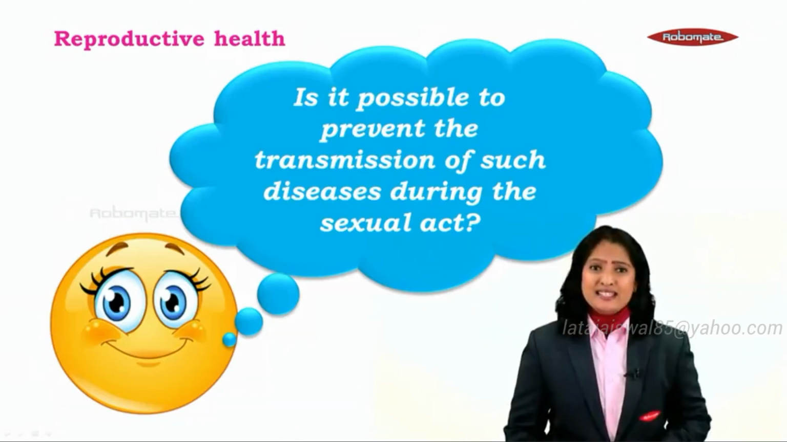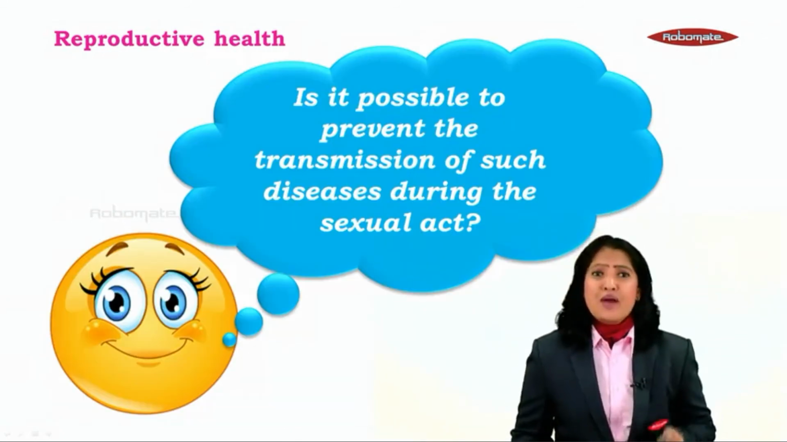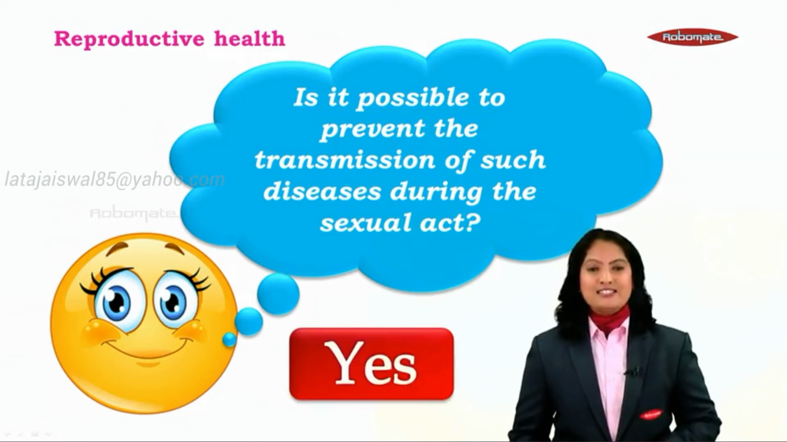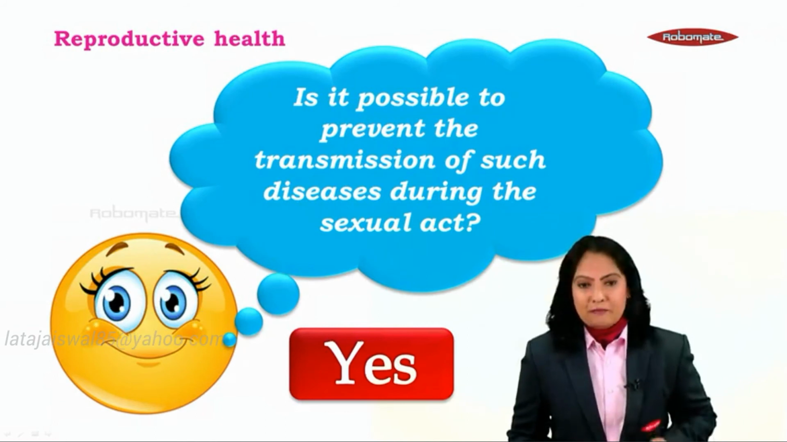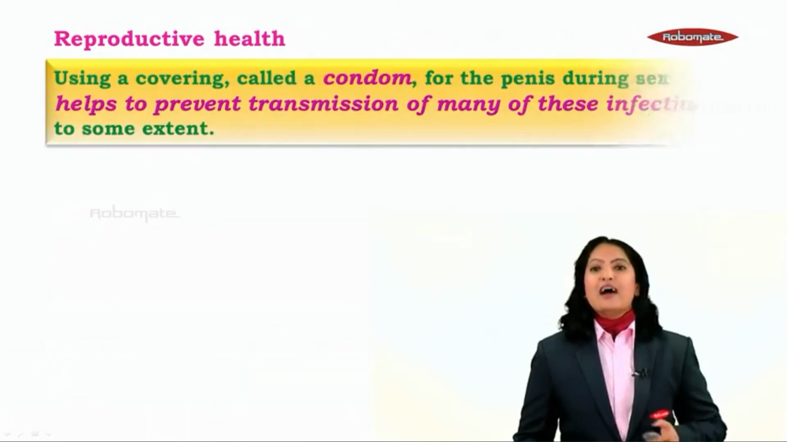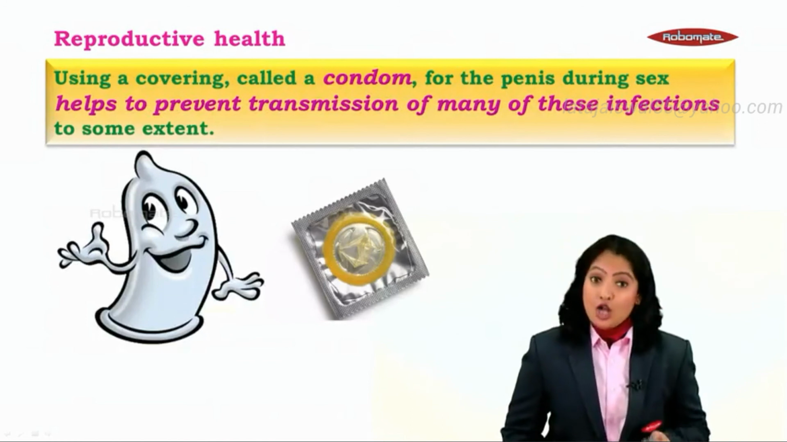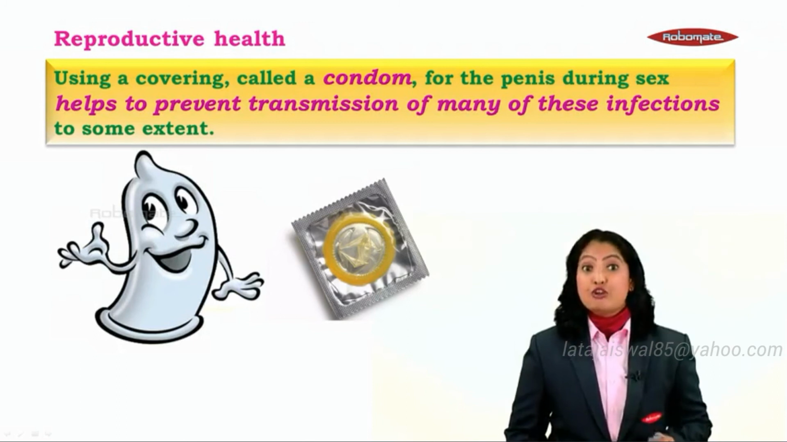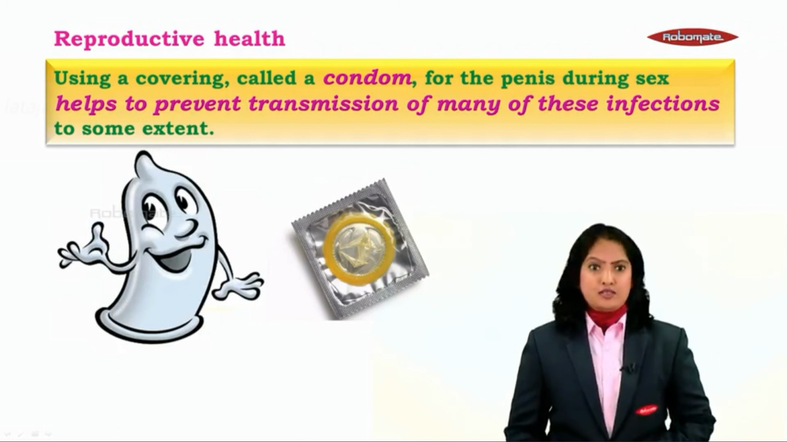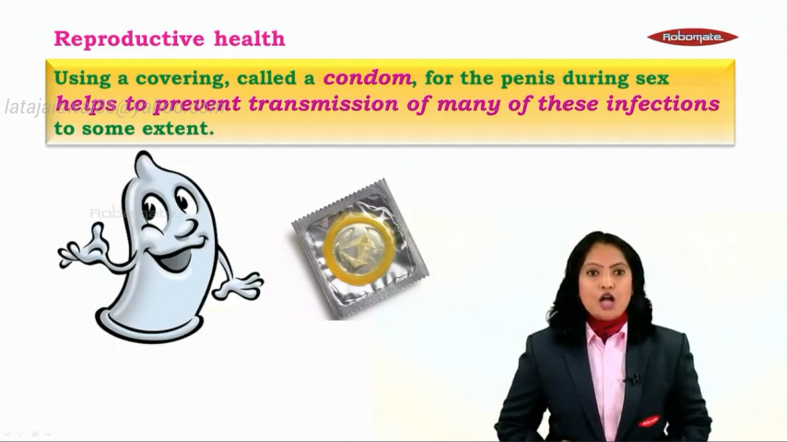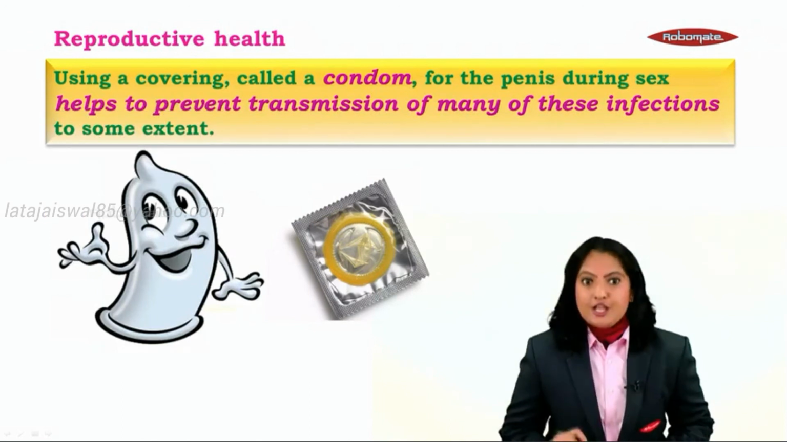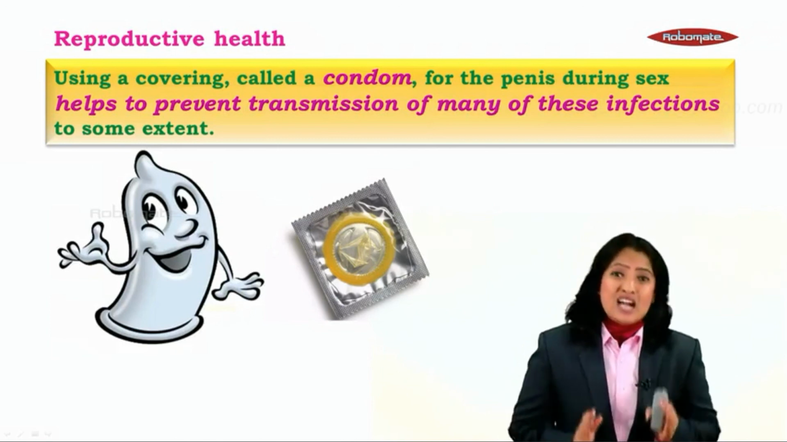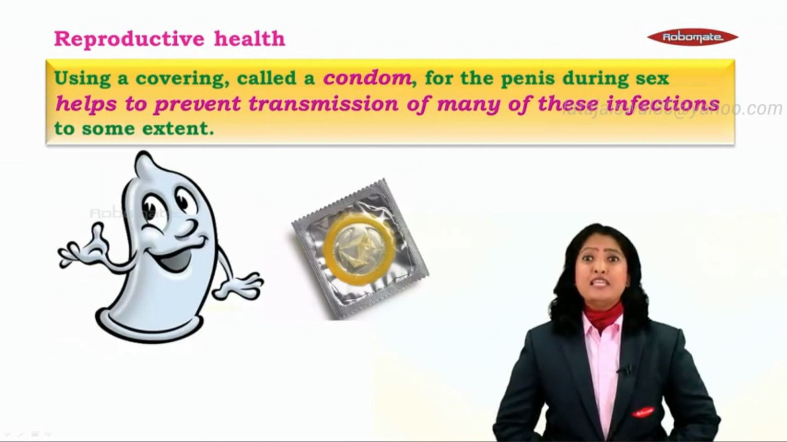Now the question arises, is it possible to prevent the transmission of such diseases during the sexual act? The answer is yes. Yes, we can prevent them. How do we prevent them? Using a covering called a condom for the penis during sex helps to prevent transmission of many of these infections to some extent. Students, condoms are used by males during the sexual act or during the reproductive act. It acts as a covering and helps to prevent many of these infections.